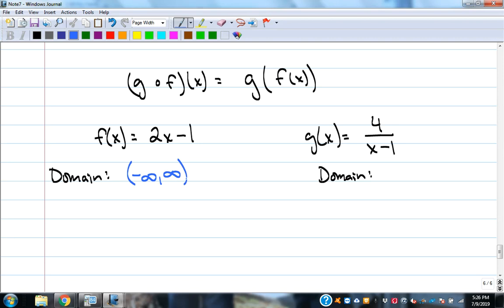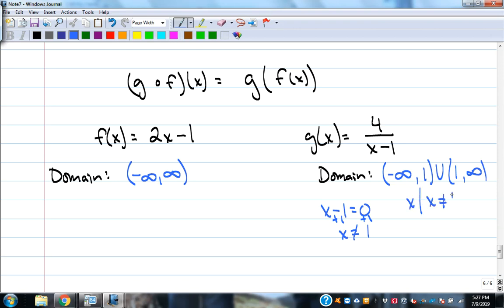All right. G of x, does it have any red flags? Yeah, it's got that x minus 1 in the bottom. So I've got to take care of that. So x, add 1 to each side. X can't be 1. So the domain for it would be from negative infinity up to 1, and then from 1 to infinity. Or, in set notation, x can't be 1. Maybe that makes it a little easier to think about.